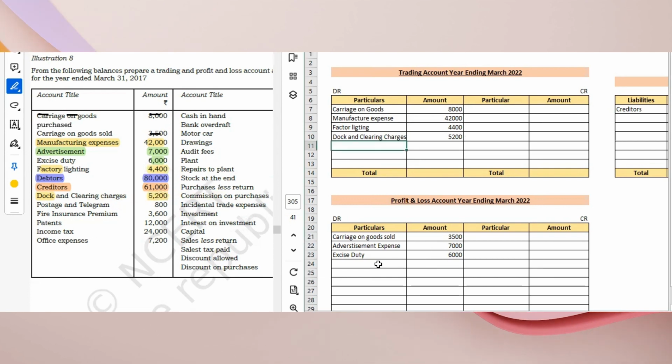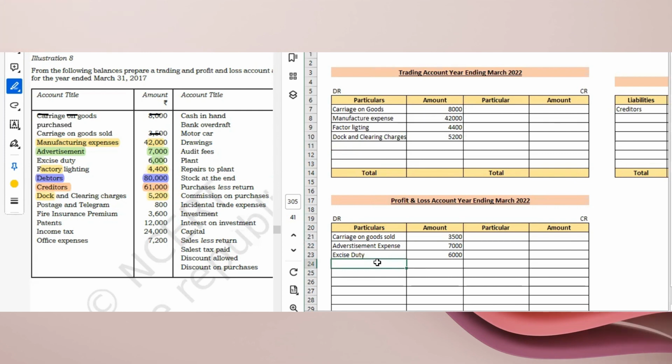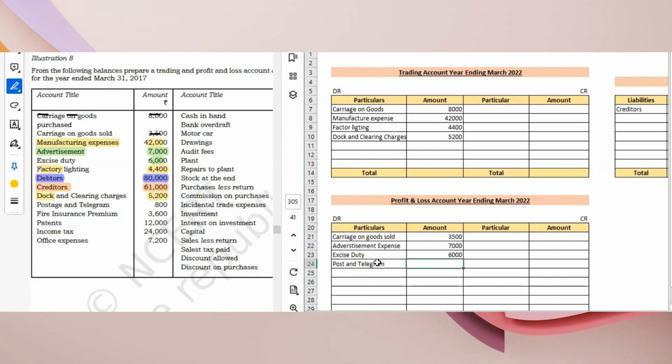Postage and telegram. Postage and telegram is nothing but your operating expense. This is admin charges. So it completely comes under your operating expenses. 800.